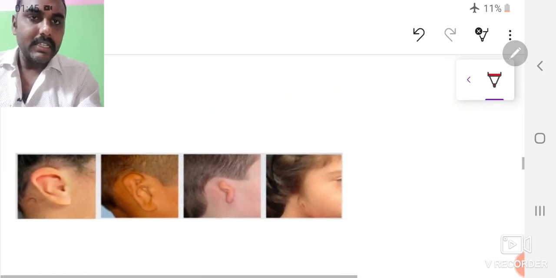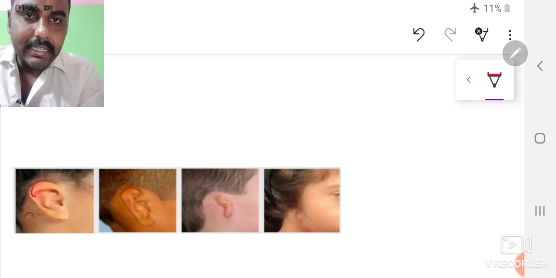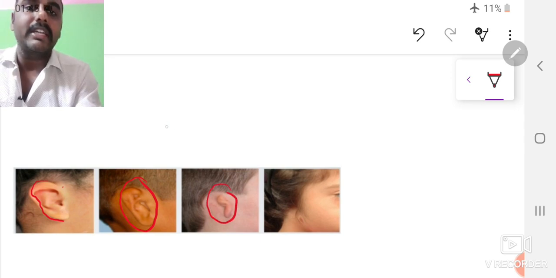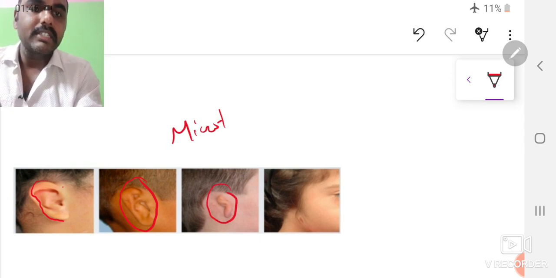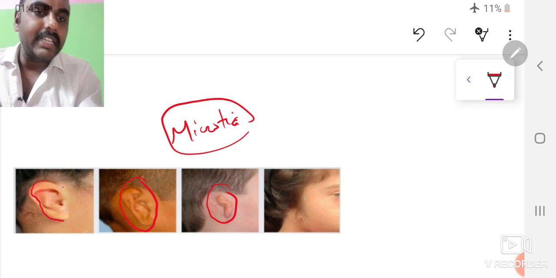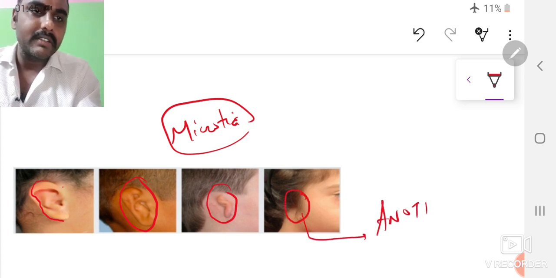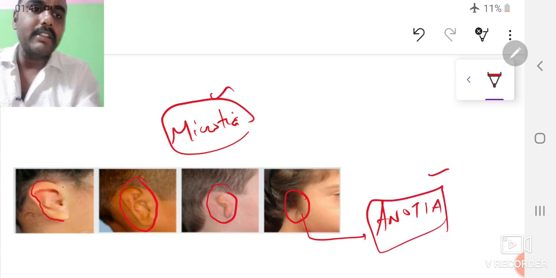So here, say this is a normal pinna. Here the pinna size is getting reduced. So these are the various grades of microtia. The pinna size is getting reduced, various grades of microtia, and here there is complete absence of the pinna, that is anotia. Okay, this is microtia and this is anotia.